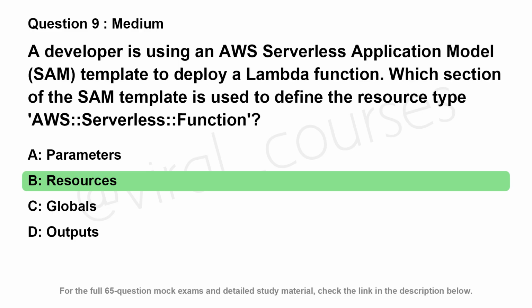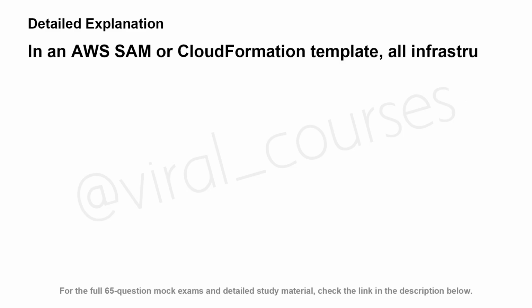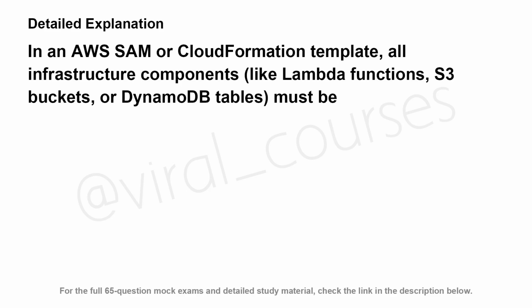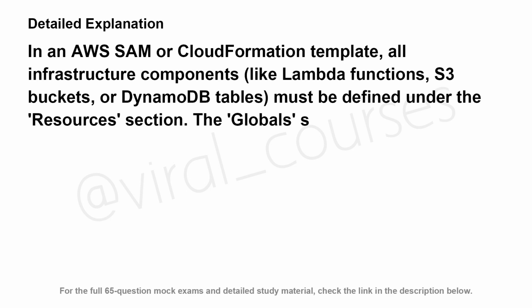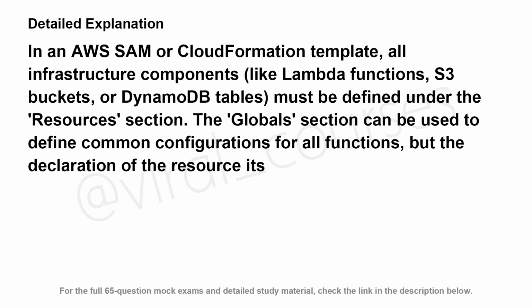The correct answer is B. In an AWS SAM or CloudFormation template, all infrastructure components, like Lambda functions, S3 buckets, or DynamoDB tables, must be defined under the Resources section. The Globals section can be used to define common configurations for all functions, but the declaration of the resource itself happens in Resources.